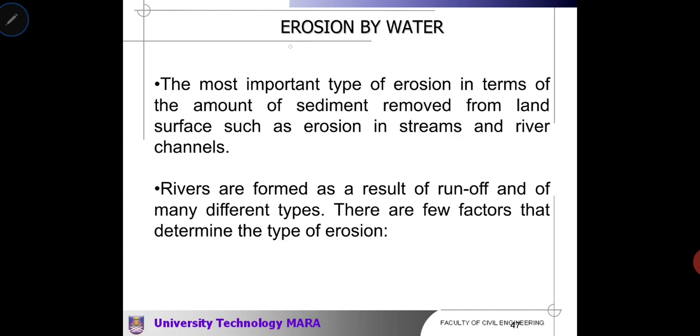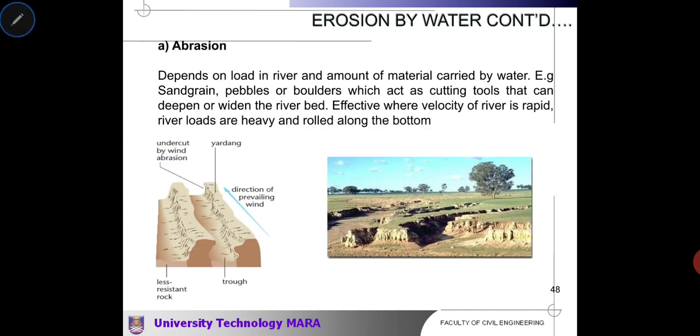So you also have erosion by water, the most important type of erosion in terms of the amount of sediment removed from the land surface, such as erosion in streams and river channels. Rivers are formed as a result of runoff and are of many different types. There are a few factors that determine the type of erosion.